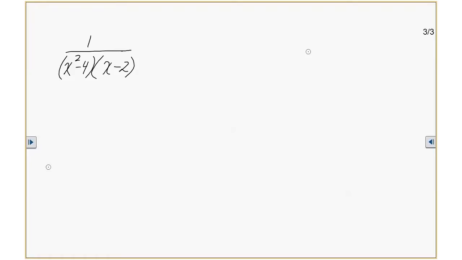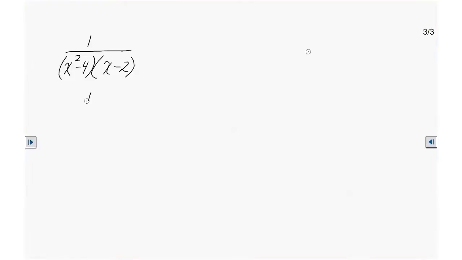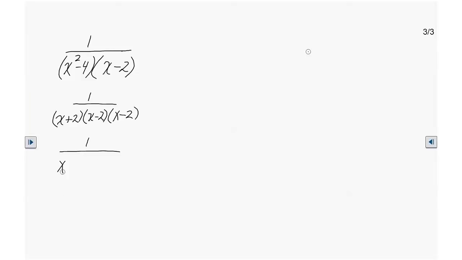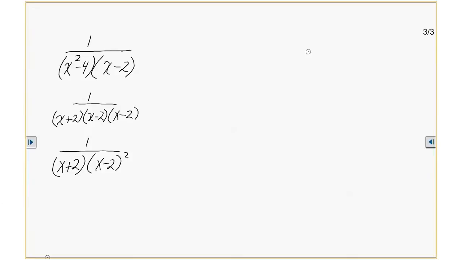Now what does that come out to be? 1 over what? x plus 2, x minus 2, and x minus 2, which can be written as 1 over x plus 2, x minus 2, what? Now, we still have linear functions. X to the 0, and then x to the first, x to the first. We've got linear factors, so we're still going to use A and B, but we've got a repeating factor, right?